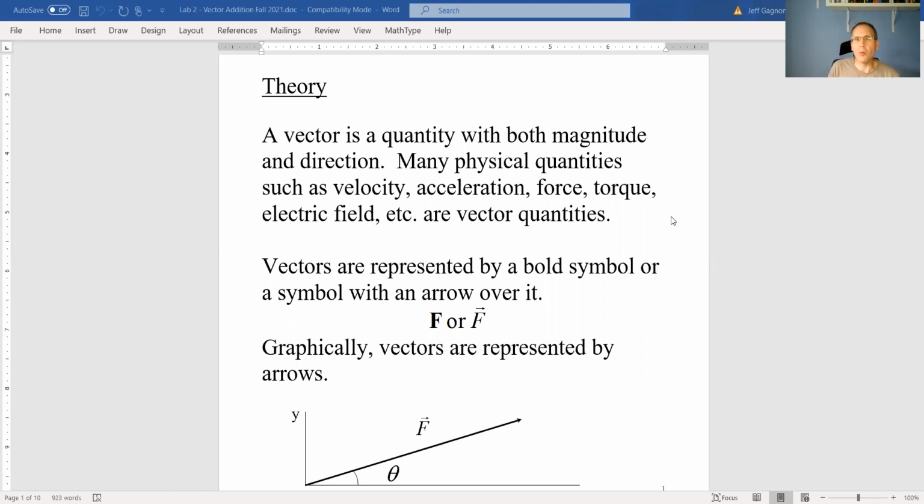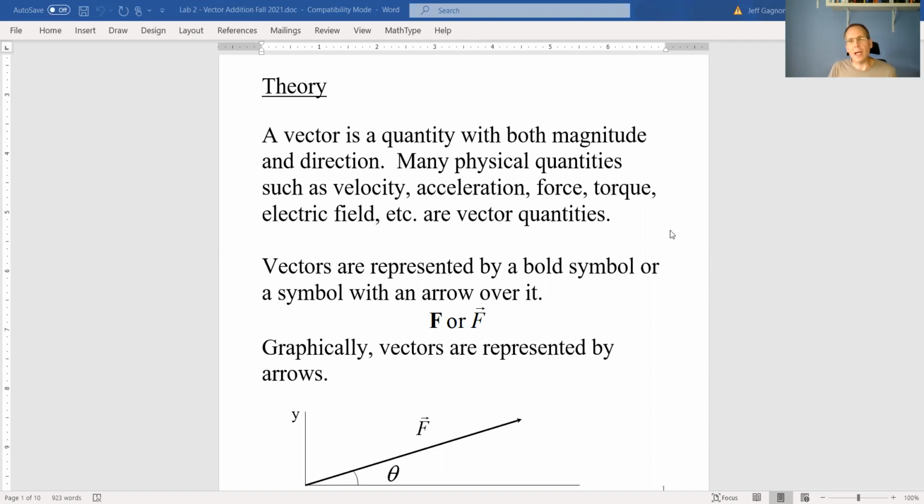Many of the quantities that we look at in this physics course, things like displacement, velocity, acceleration, force, which we'll talk about in this lab on adding vectors, torques, etc. Those are all quantities that can be represented as vectors. So they both have a magnitude and a direction.